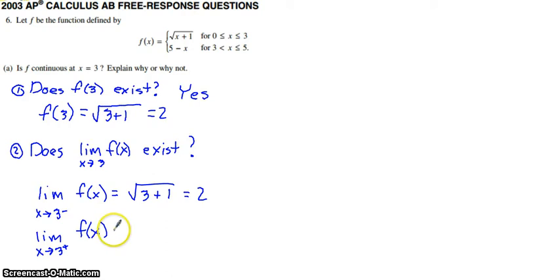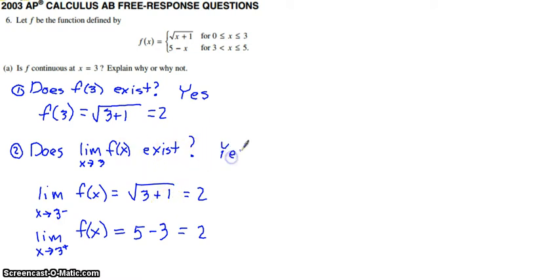Now, approaching 3 from the bigger side, values bigger than 3 would be on this interval, so we'd be using this definition of the function, and if we take that definition of the function and put the x value that we're approaching in place of the x, we get 2 there. Since these one-sided limits are equal to each other, they're both equal to 2, does the limit exist?